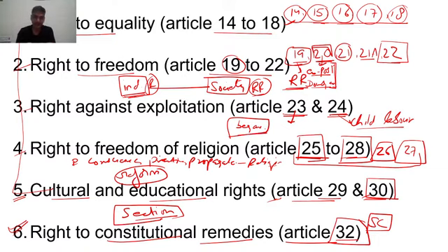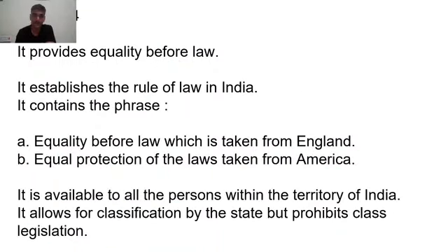So in this class, it is not possible for me to go through all of them in detail, but I will try to cover the right to equality in detail. This we can cover in this class only. Now, as I told you, the right to equality comprises Article 14 to Article 18. So first we have Article 14. What does it say? It provides equality before law.